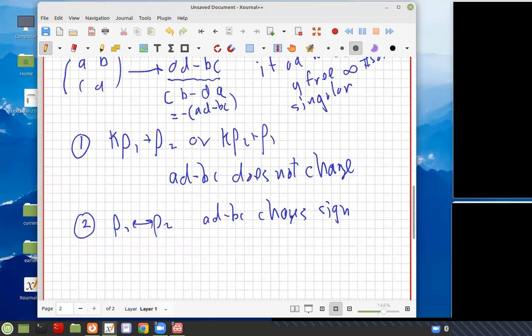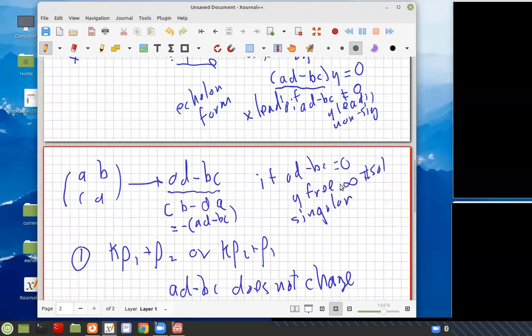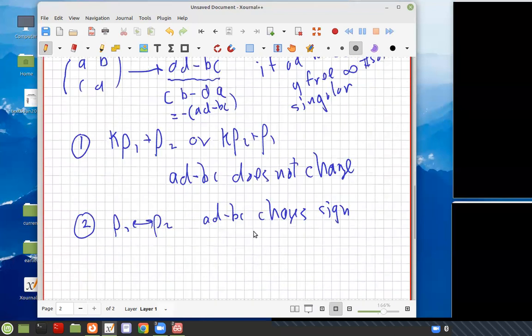Well, changing the sign doesn't change whether the determinant is zero or non-zero. So 0 and minus 0 are the same. If something's singular, it stays singular, and if it's not 0, like 5, then you switch the sign, it's minus 5, so that's still non-zero. You're still going to have all variables leading. So this is okay. This doesn't change.